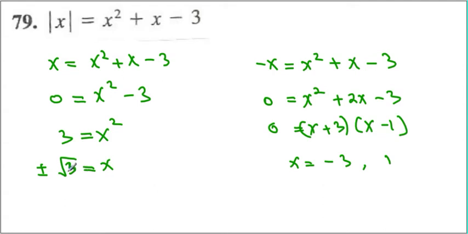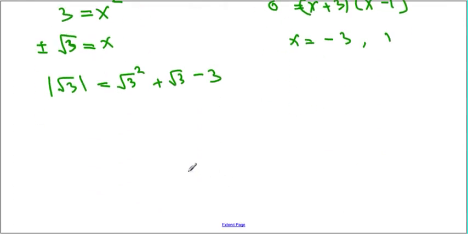If you have positive radical 3 as the answer, then you will have absolute value of radical 3 is equal to radical 3 squared plus radical 3 minus 3. Then you will realize that on the left side we will still get radical 3, but on the right side you will realize that this one cancels out with this, because this is positive 3 and this is negative 3, which leaves us with radical 3, so that works.